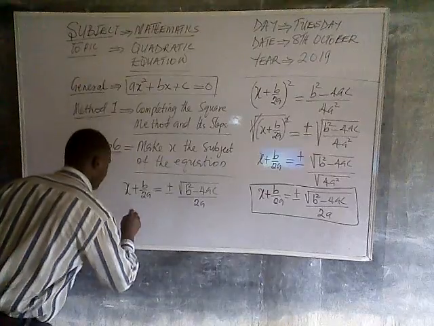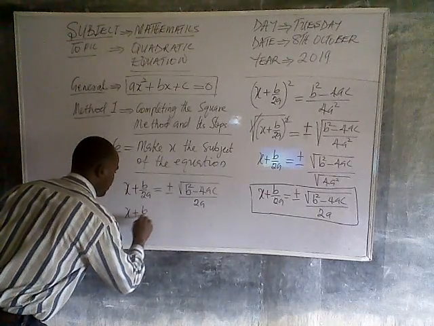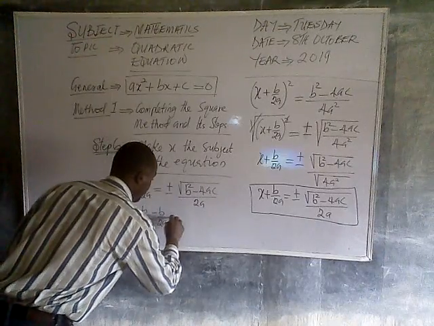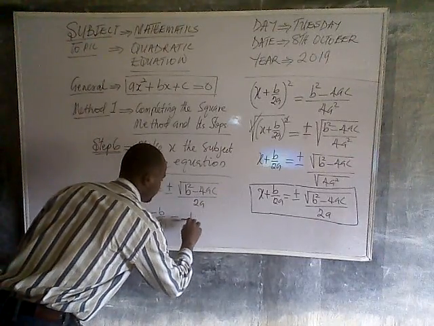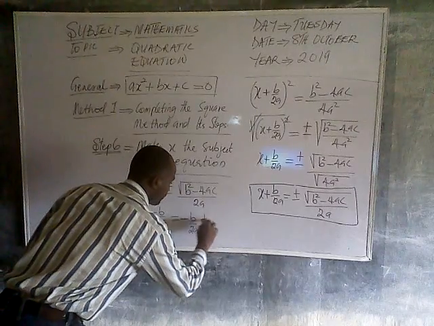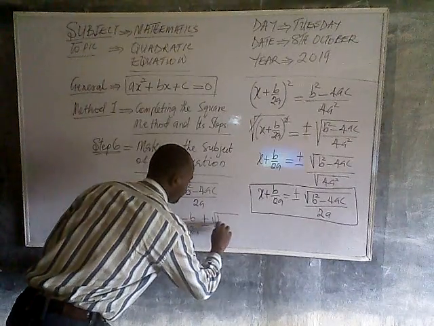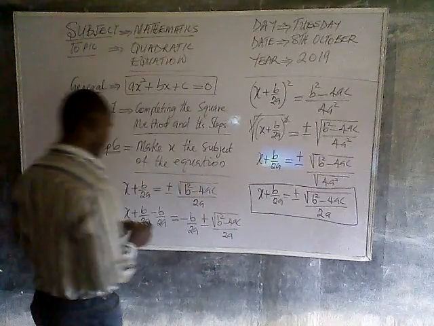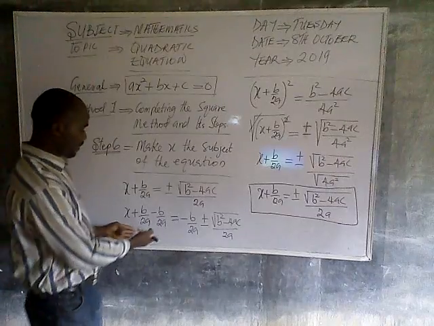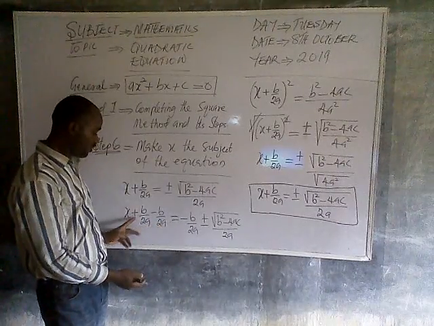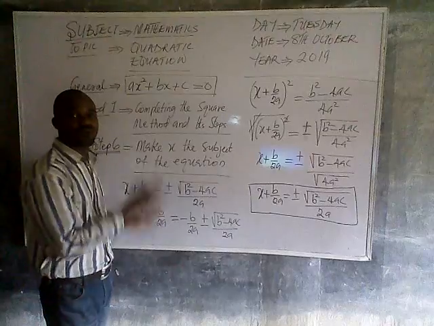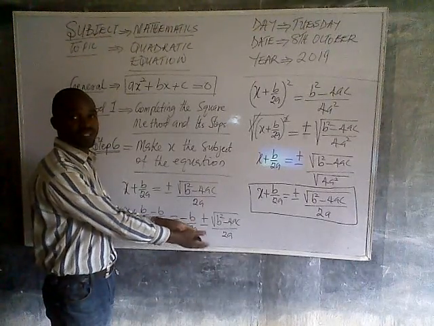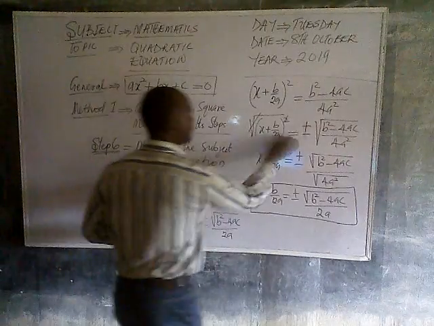Okay, that is it. x plus b over 2a minus b over 2a is equal to minus b over 2a plus or minus root b squared minus 4ac all over 2a. It has been done. You see there is plus b over 2a minus b over 2a, which will cancel out, and that goes. We have it introduced at the right hand side. So let's quickly do that.